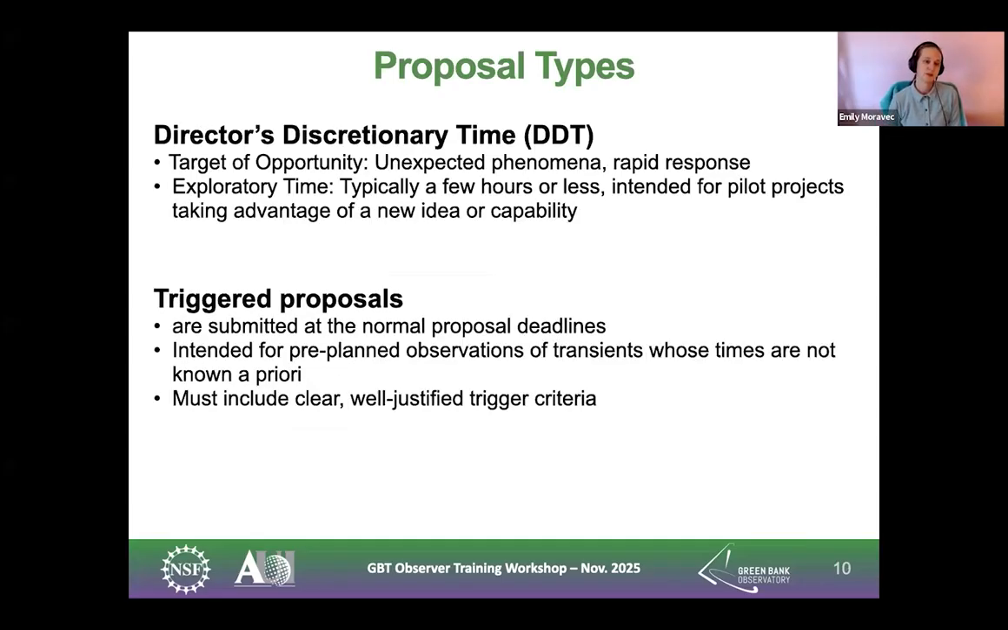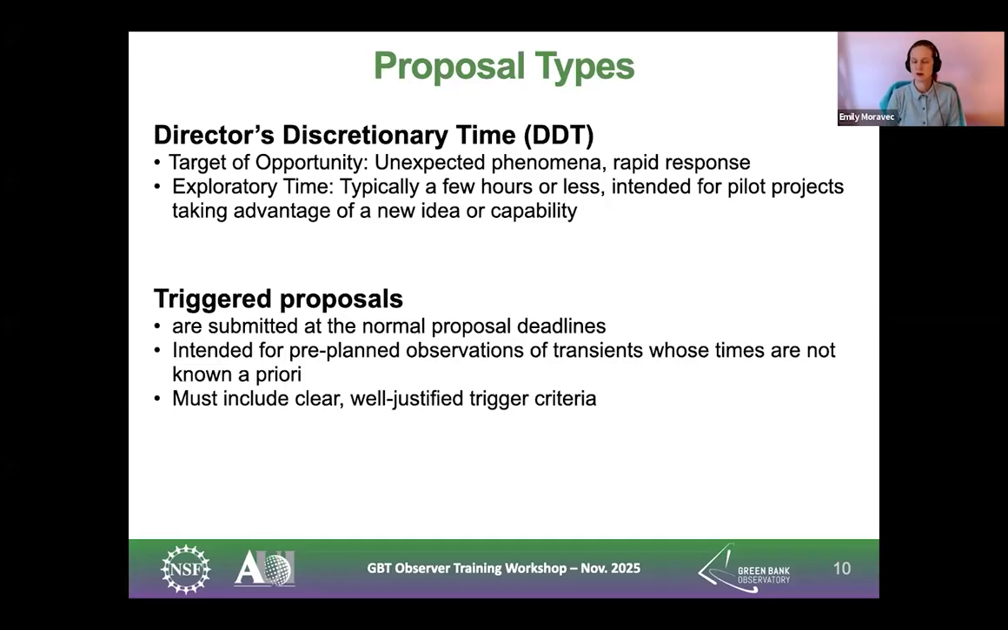Other proposal types are the DDTs, or Director's Discretionary Time. These are proposals that are submitted not at a regular deadline because something has come up, either a new target that you really need to ask for time on now. You can't wait for a proposal deadline. Or it can be to ask for exploratory time. It's not a full-blown proposal, but it's an idea. It's a way to try your ideas, and it's usually a very small amount of time too.